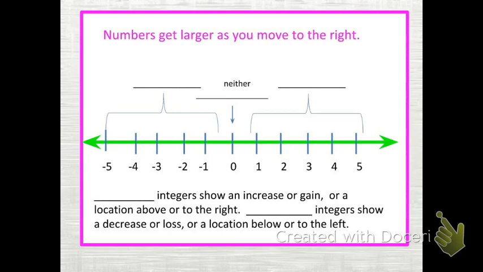So the numbers to the left of 0 are negative integers. So if you'll write that, negative integers. So the numbers to the right are going to be called what? Positive integers.